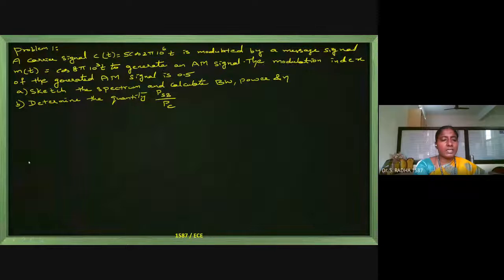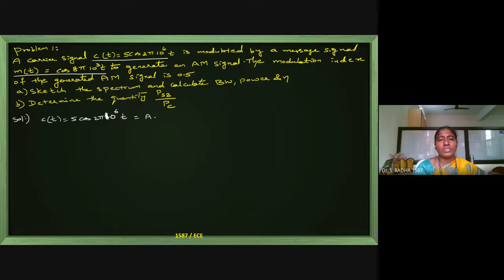A carrier signal c(t) = 5 cos 2π 10^6 t is modulated with a message signal. This is the carrier signal and this is the message signal. Coming to the solution, the carrier signal is given as 5 cos 2π fc, 5 cos 2π 10^6.